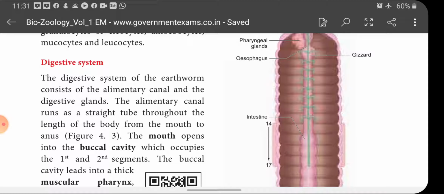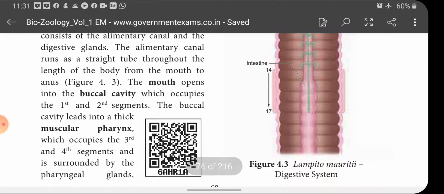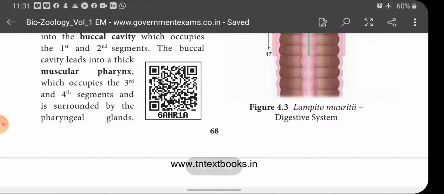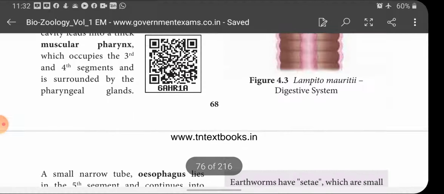The mouth opens into the buccal cavity, which occupies the first and second segments. The buccal cavity leads into a thick muscular pharynx, which occupies the third and fourth segments and is surrounded by the pharyngeal glands. So, like us, the mouth leads to the buccal cavity and the buccal cavity opens into a muscular pharynx. The pharynx is surrounded by pharyngeal glands.